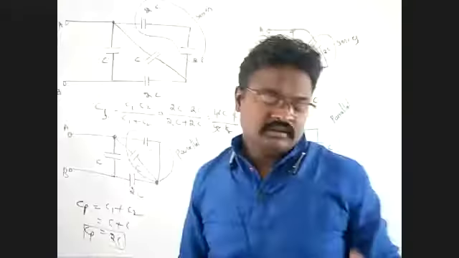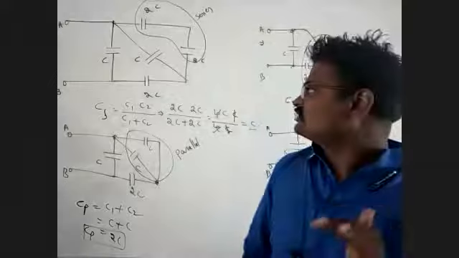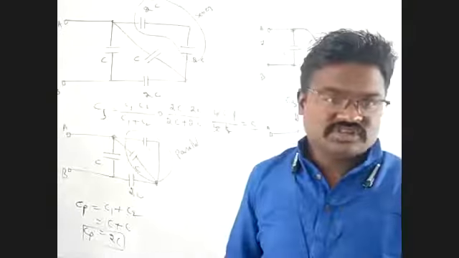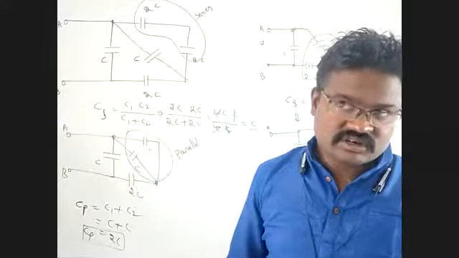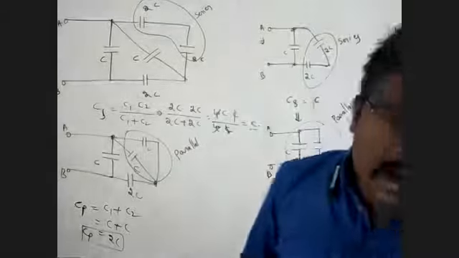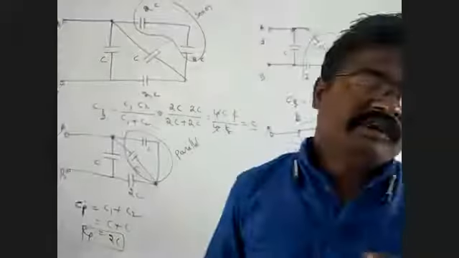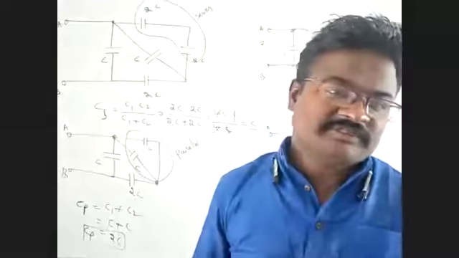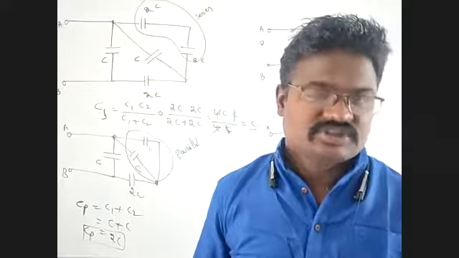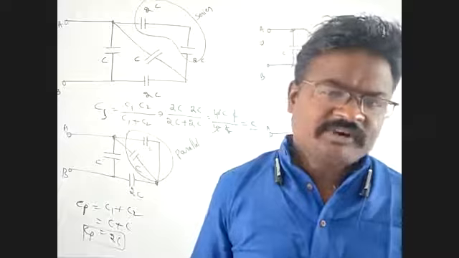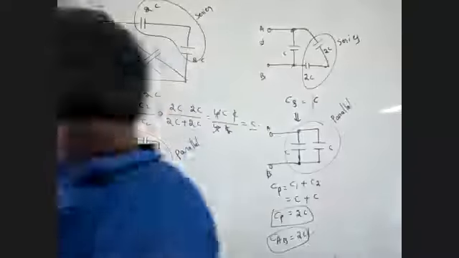It depends on charge division and voltage division. Voltage is divided means series connection. Charge is divided means the capacitors are connected in parallel. If the voltage is different for the capacitors, the capacitors are connected in series. If the charges are different for the capacitors, they are connected in parallel. Keep this in mind, that is very important.